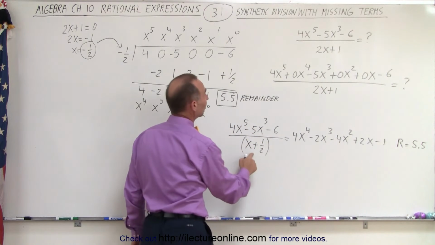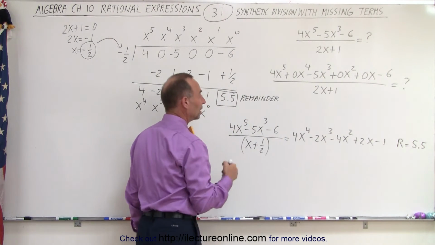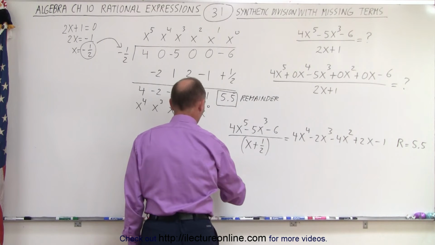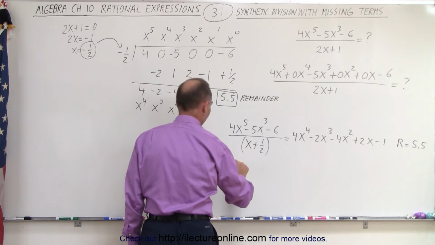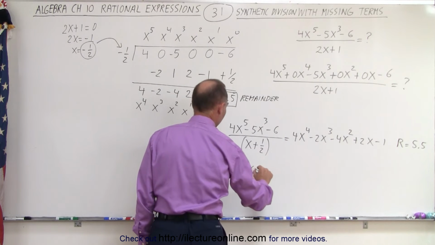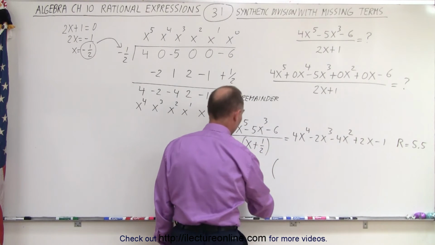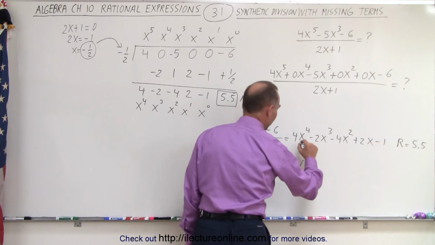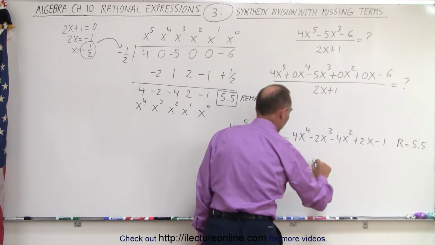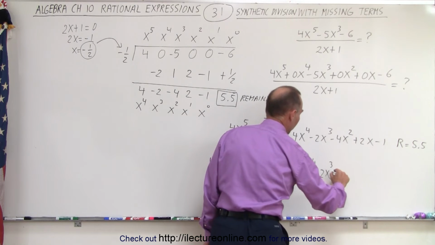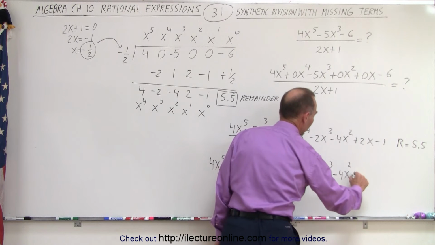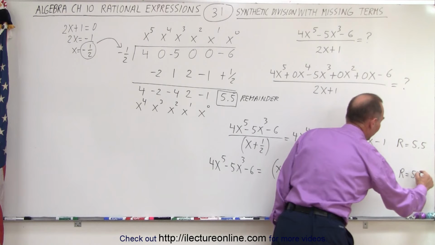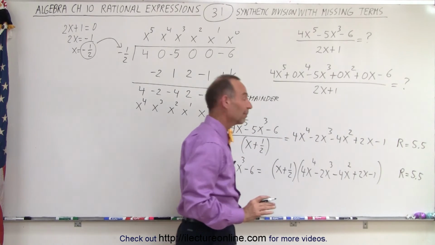But notice we don't have the same denominator that we had before. So what we need to do is bring this over to the other side. We can say that 4x to the 5th minus 5x cubed minus 6 is equal to, when we bring this across, x plus 1/2 multiplied times 4x to the 4th minus 2x cubed minus 4x squared plus 2x minus 1 with a remainder of negative 5.5. Notice that the remainder is not affected by all this.